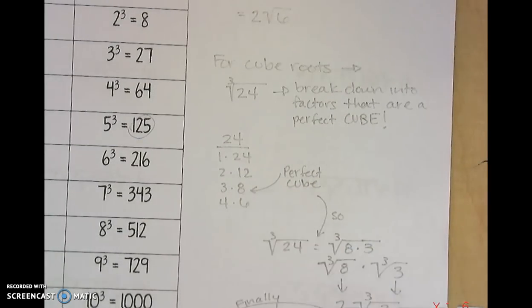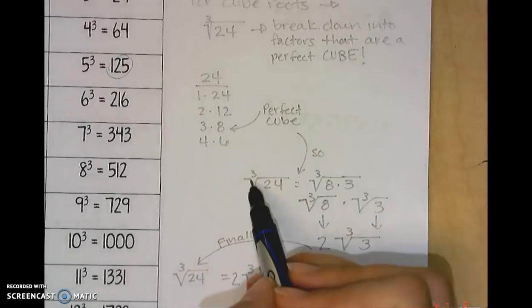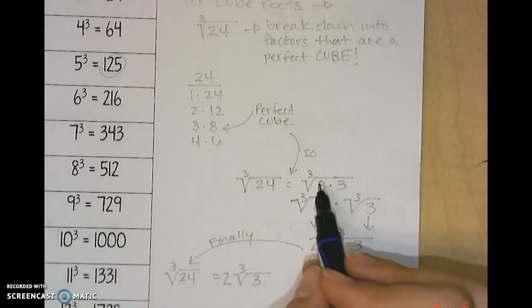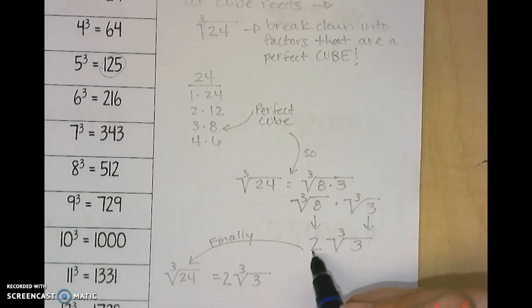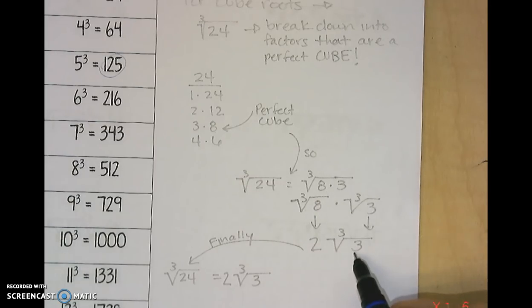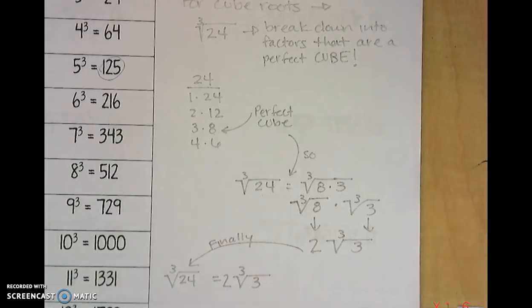So when I do that, if I have the cube root of 24, I'm going to break that up into the cube root of 8 times 3. The cube root of 8 is 2, and the cube root of 3, there's nothing I can do with that, so that stays under. Okay, so that's the same process. It's just instead of using square roots, we're using cube roots, so you got to be careful with that. All right, so let's try some of these.